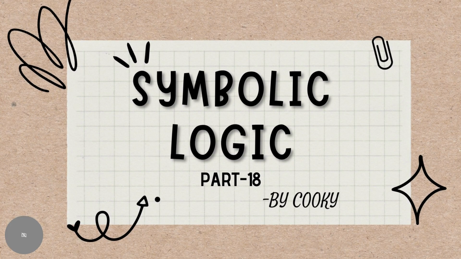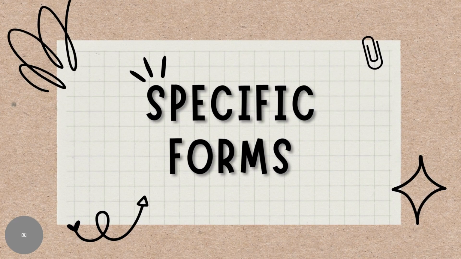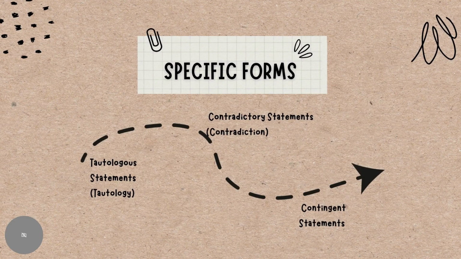So far, we have seen about truth tables and we have solved many problems using truth tables. Today, we are going to see about specific forms. So, in symbolic logic, we are going to study three specific forms. Number one is tautology statement, number two is contradictory statement, and number three is contingent statements. Now, let's study what these tautology statements are about.